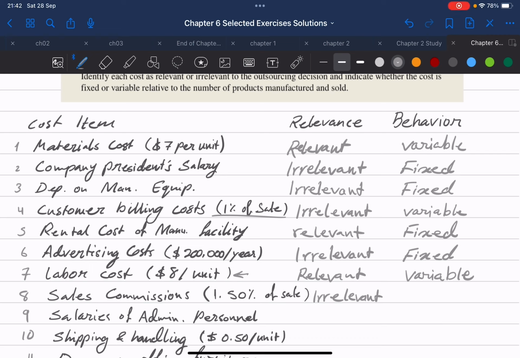Is it a fixed or a variable cost? Because it's 1.5% of each sale, that makes it a variable cost.